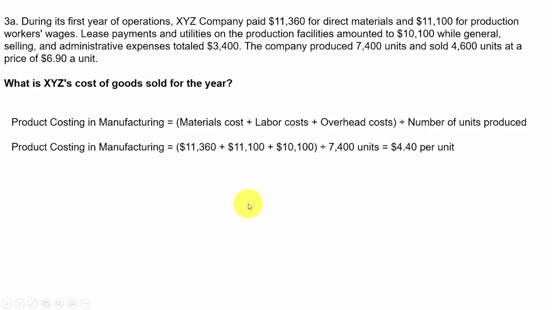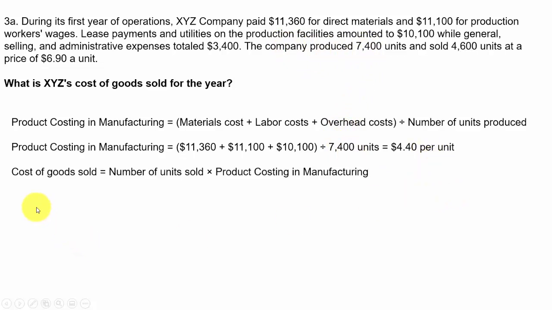And so we're going to figure out first this cost per unit, which is the material cost, $11,360. $11,100 would be the wages for the workers, that is inside the factory, that are touching the product, which is direct labor, and $10,100 for the overhead, which again is, they just described this as lease payments and utilities on production facilities. Production facilities, that's what's really key here. And you divide that by the number of units produced, which is 7,400, and you get $440 per unit.